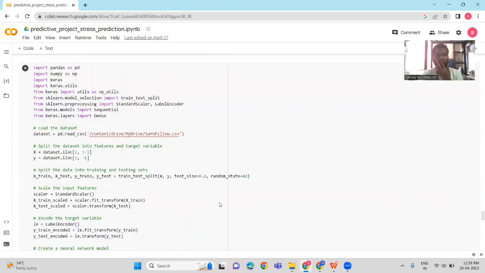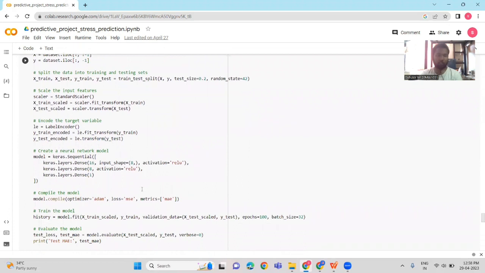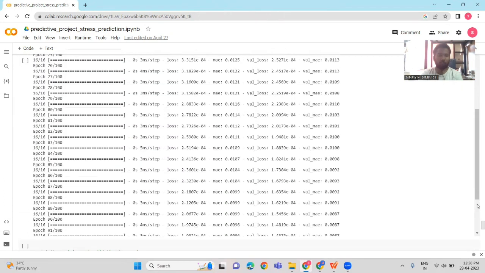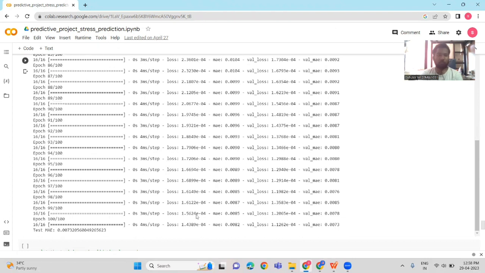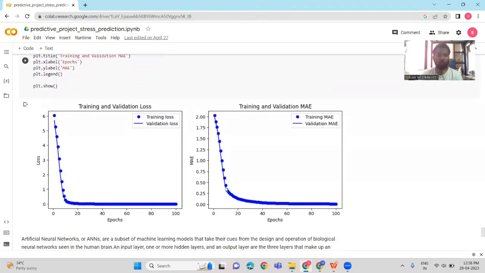And we have developed an ANN model, an artificial neural network, using Keras. We have split the data for training and testing, and we have given 100 epochs with optimizer Adam and loss score MSE. We got accuracy of 73%. We can increase the accuracy by adding layers to the model. This is the final plot of training and validation loss, where it is neither overfitted nor underfitted.